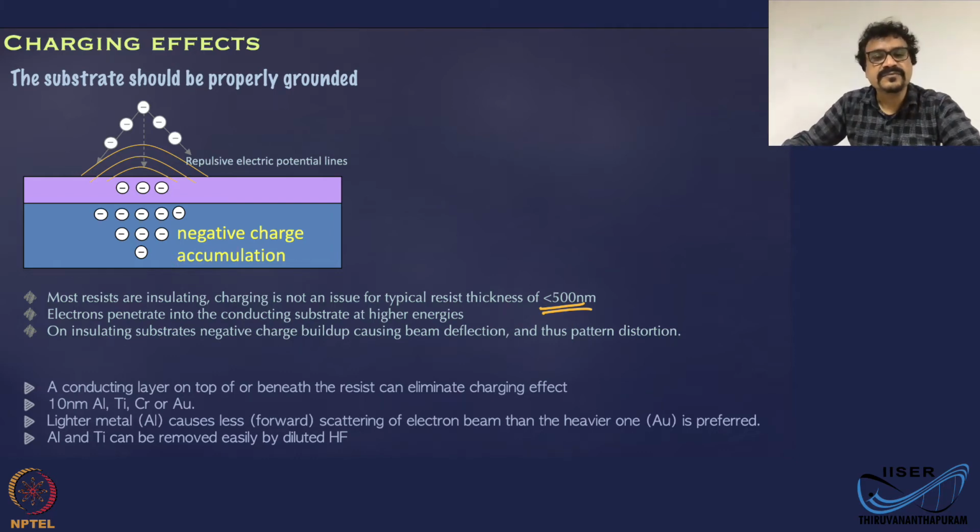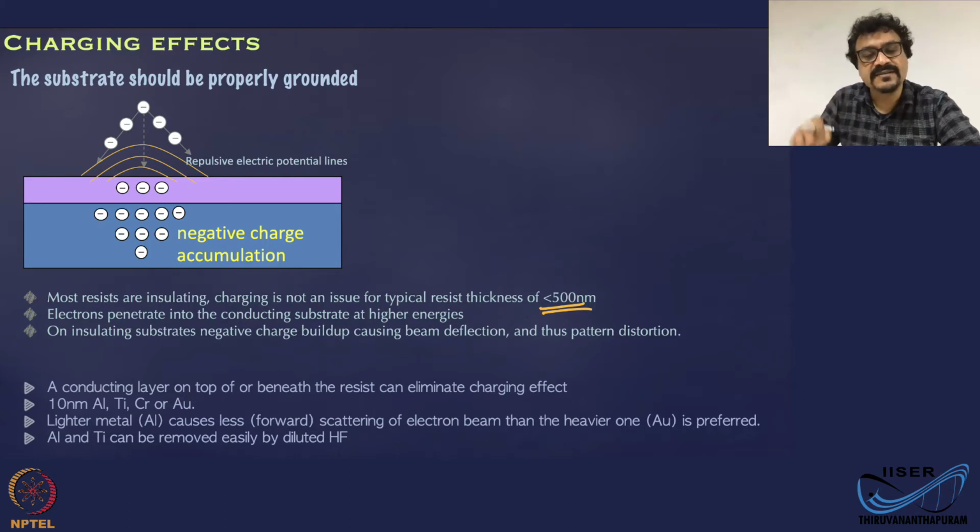Now, insulating substrates such as glass or quartz, or even highly resistive silicon, or gallium arsenide, these wafers or materials can cause charge buildup, and the beam will get deflected and also result in pattern distortion. So what generally is done in such a situation is you can have some kind of conducting layer on top of or beneath the resist. You can put a really thin layer of a metal such as aluminum, titanium or chromium, or sometimes gold, on top of the resist.